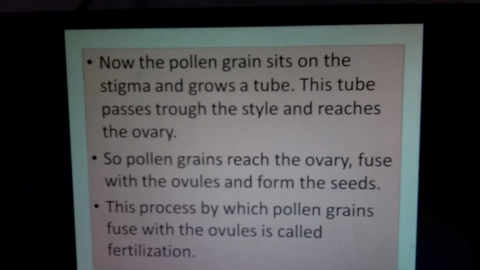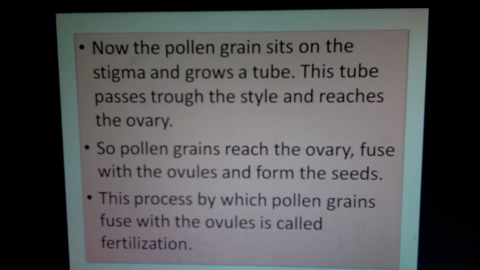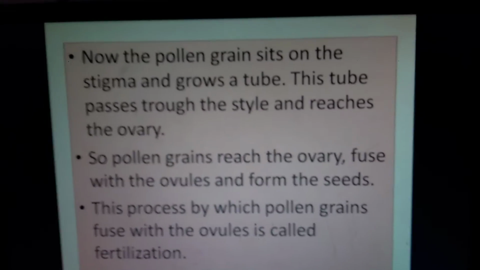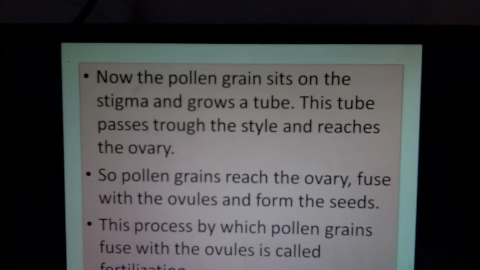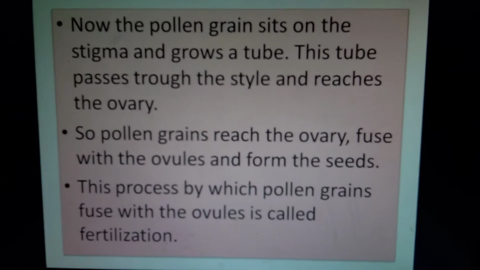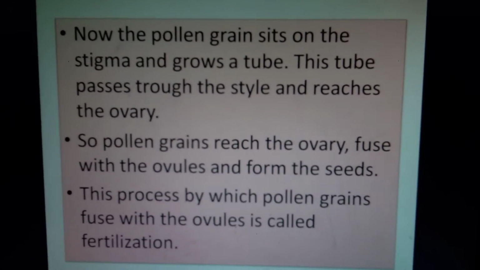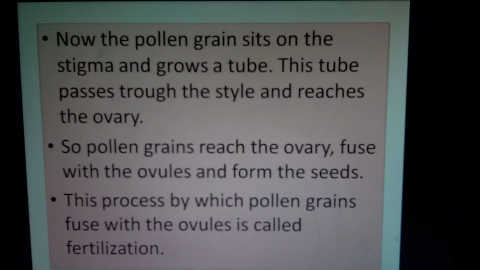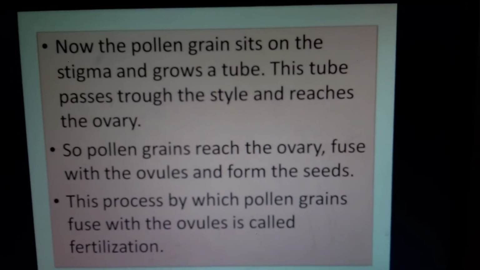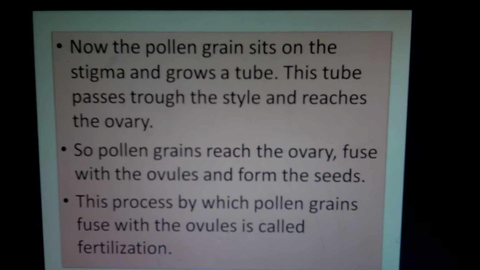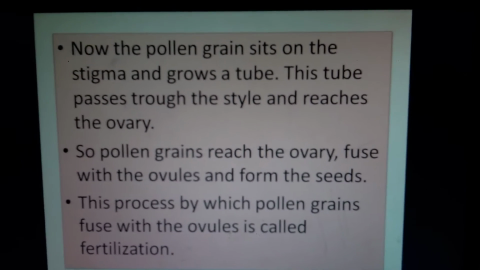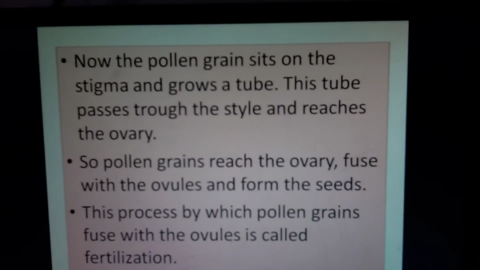Now, the pollen grain sits on the stigma and grows a tube. This tube passes through the style and reaches the ovary. So, pollen grains reach the ovary, fuse with the ovules and form the seeds. This process by which pollen grains fuse with the ovules is called fertilization.